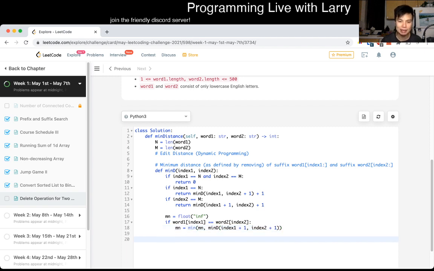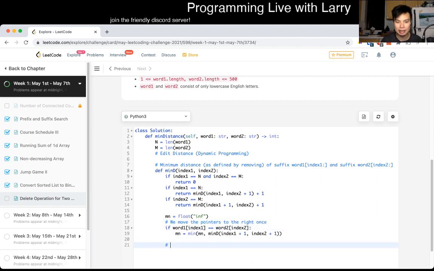And then otherwise, so this is if they're the same, we move the pointers to the right ones. Otherwise, we just try all possible things that we can do with these suffixes, which is either delete the first character of word 1 or delete the first character of word 2, and see which one is better recursively. So we delete the first character of word 1.